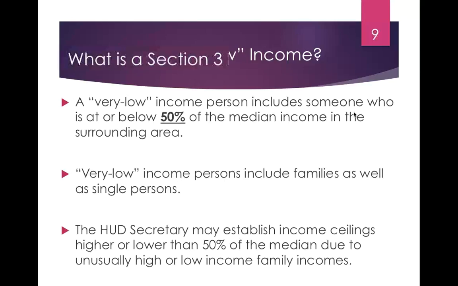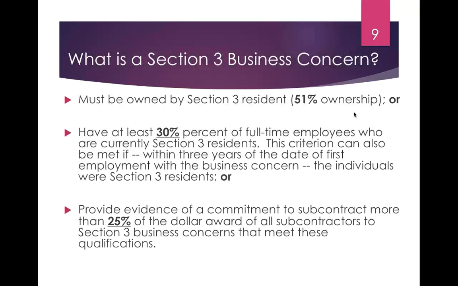What is a Section 3 business concern? It must be owned by a Section 3 resident, with 51% ownership, or have at least 30% of full-time employees who are currently Section 3 residents. This criterion can also be met if, within 3 years of the date of first employment with the business concern, the individuals were Section 3 residents, or if the business provides evidence of a commitment to subcontract more than 25% of the dollar award for all subcontractors to Section 3 business concerns that meet these qualifications.